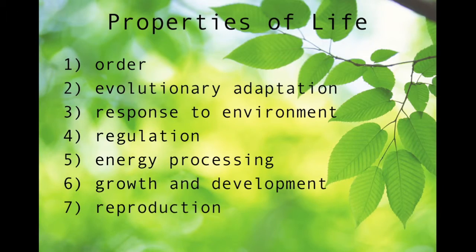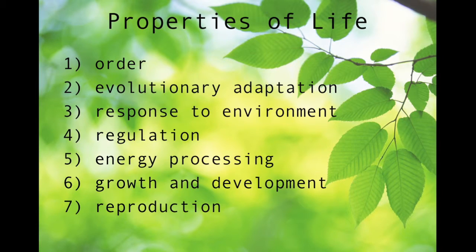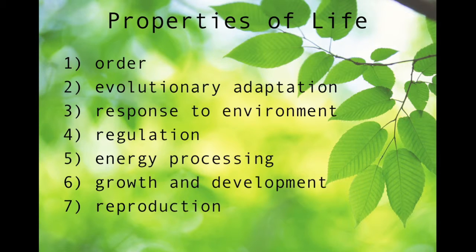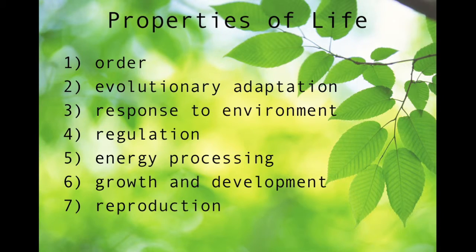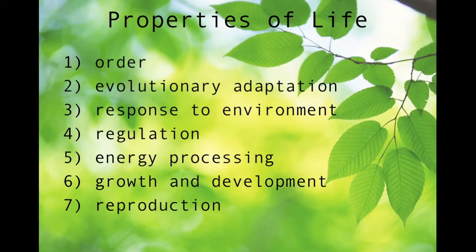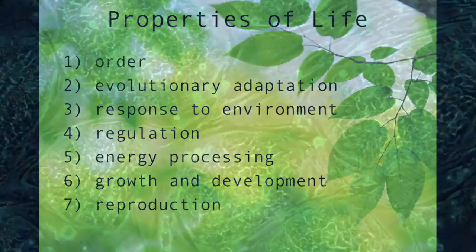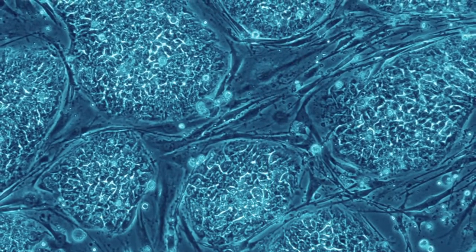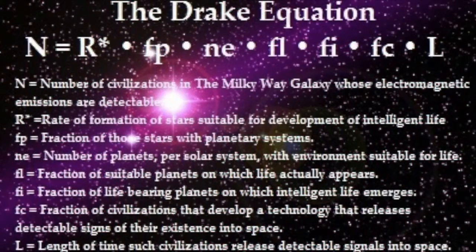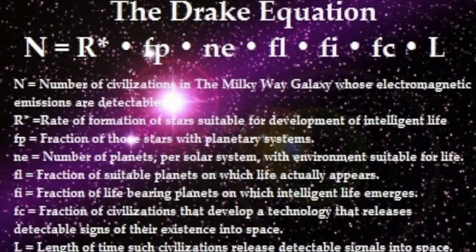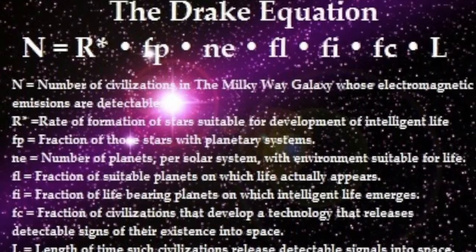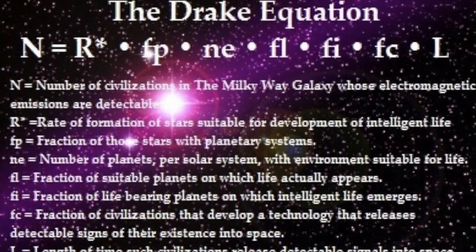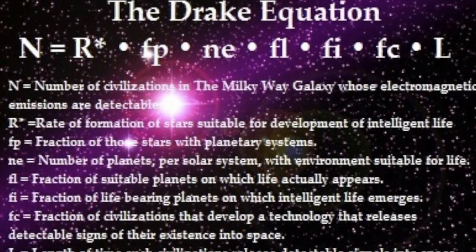The properties of life are 7 necessities for life to be able to produce and evolve through natural selection. There needs to be order, evolutionary adaptation, response to environment, regulation, energy processing, growth and development, and reproduction. A cell is the lowest level of organisms that can perform all activities required for life. The probability of finding life in the universe can be seen by using the Drake equation. The Drake equation shows the number of civilizations with whom we could potentially communicate with.